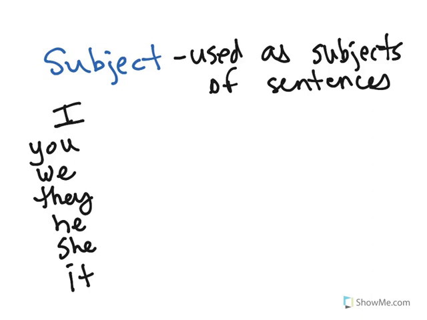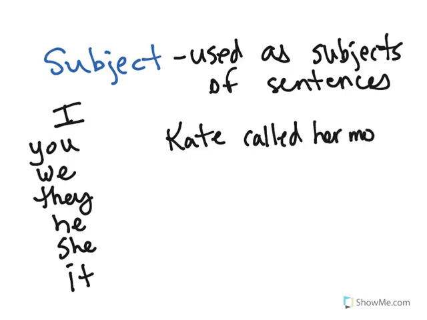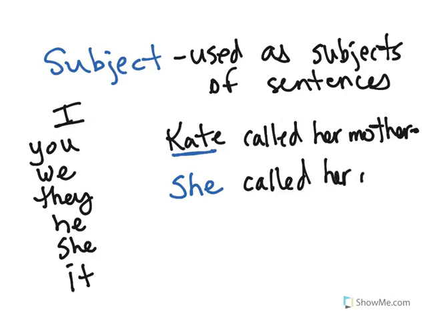So for example, if we said something like, Kate called her mother, here the subject of the sentence is Kate. So I would use a subject pronoun to replace it, and Kate is singular and it's feminine, so I would use the subject pronoun she. I would say she called her mother.